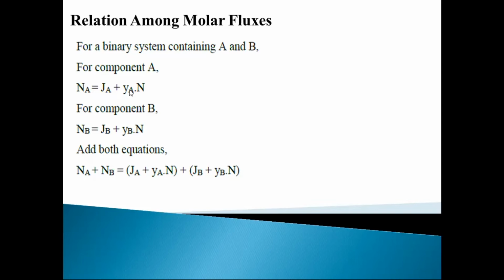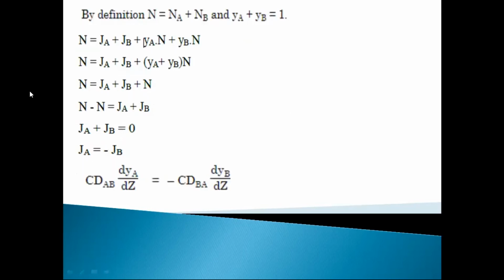See, how to write partial pressure? We have Pa plus Pb, that is partial pressure, equal to P. How to write Pa? Pa is equal to Ya into total pressure. Similarly, we are writing here total flux is N. And for a single component, that is component A, Ya into N. For component B, Yb into N. So total flux is equal to Ya into N plus Yb into N. So Ja plus Ya into N is equal to Na.